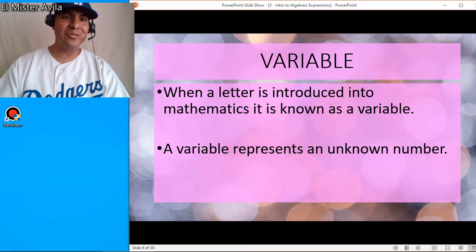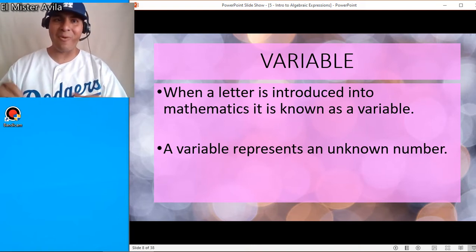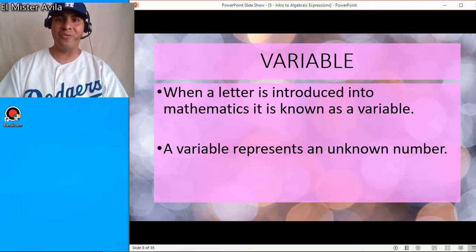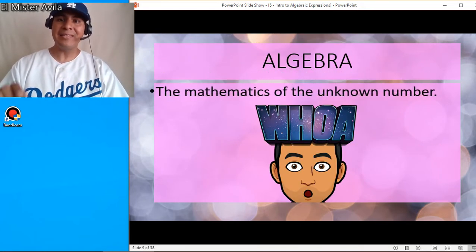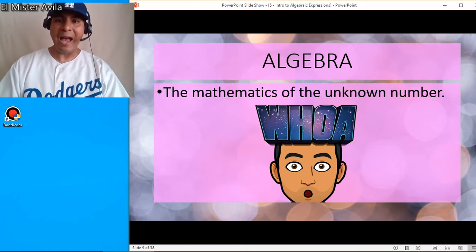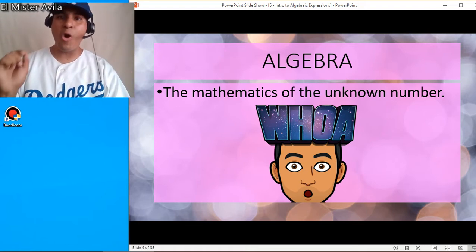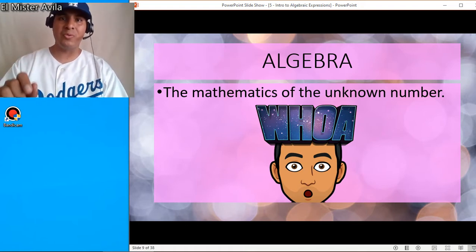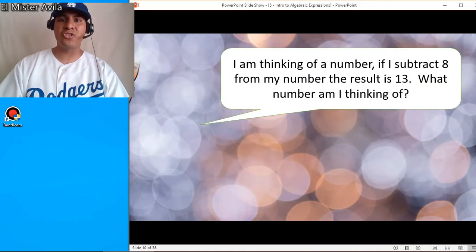So although we use letters like we use letters in English, in math they don't represent letters, they represent a number that is unknown. Algebra itself is the mathematics of the unknown number. You should be writing these down. Algebra is the name that we put for math the moment that we introduce variables into it. The moment we introduce unknown numbers, then we call that type of math algebra.